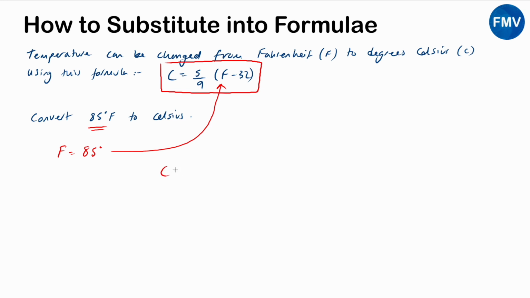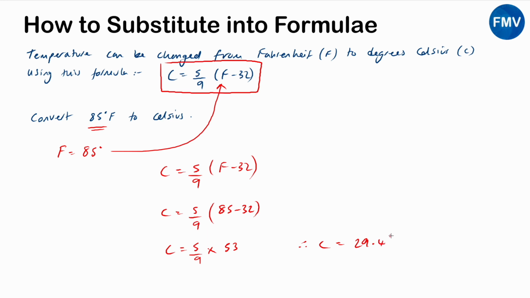I'll rewrite our formula. C is equal to 5 over 9, all multiplied by F minus 32. So C is equal to 5 over 9, F is 85 minus 32. Okay, so what we've got now is C is equal to 5 over 9 multiplied by 53. Therefore, the value of C is equal to 29.4 degrees Celsius. Again, that is to one decimal place. Just one more example to do.